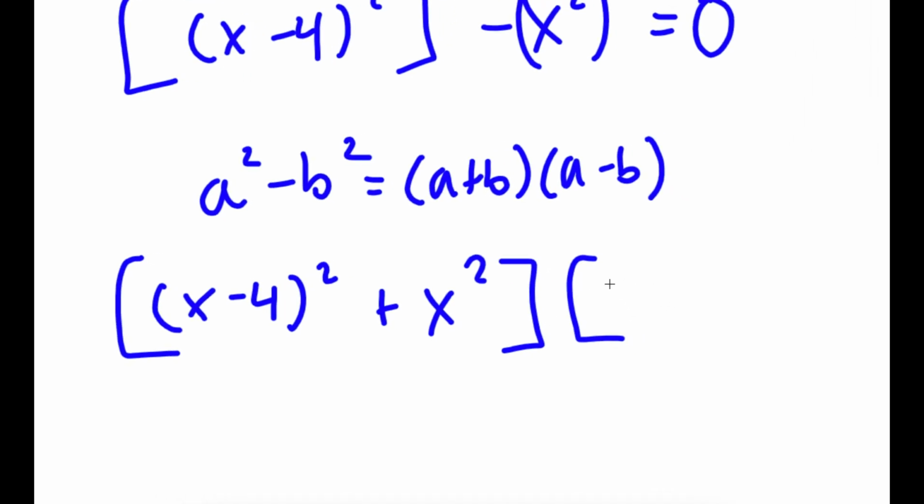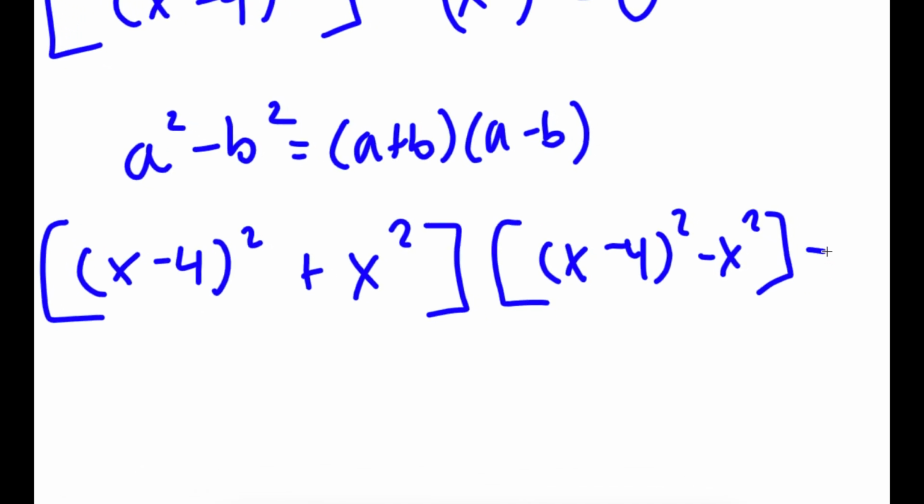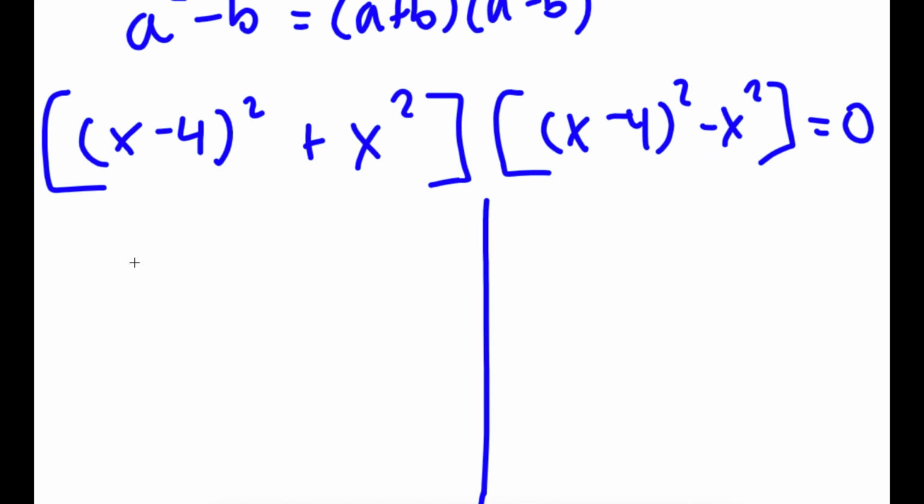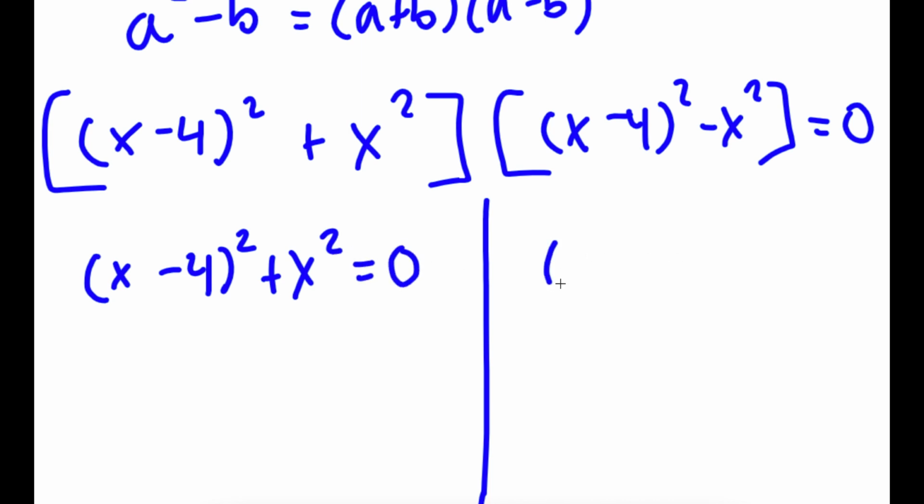times (x - 4)^2 minus x^2. And this is equal to 0. So now this gives me two equations. I have (x - 4)^2 plus x^2 is equal to 0. And now I have (x - 4)^2 minus x^2 is equal to 0.